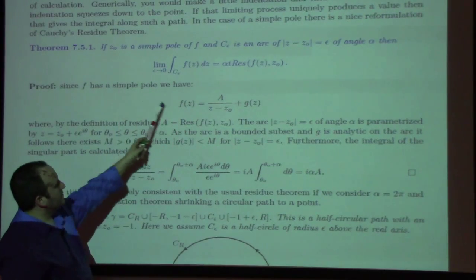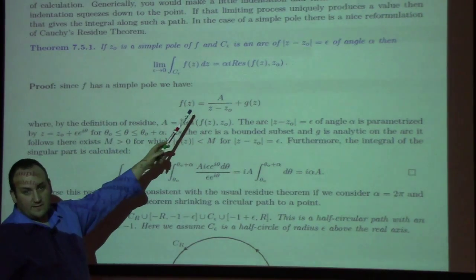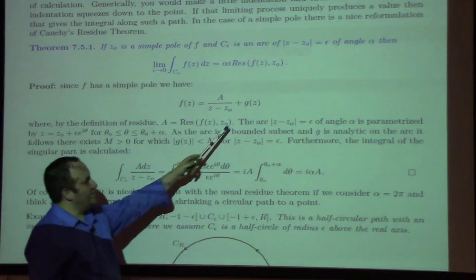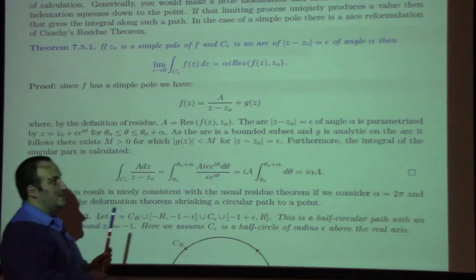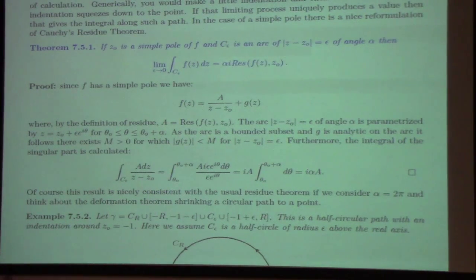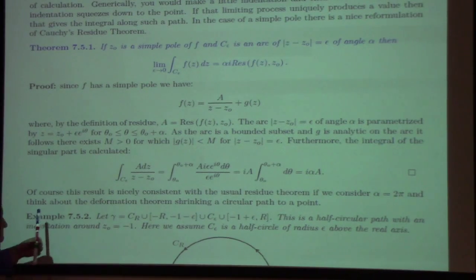If we have a simple pole, you have this Laurent expansion, right? So g of z is analytic. So as epsilon goes to 0, whatever the integral is of the analytic function along the little arc, it's basically proportional to the arc length. As the arc length goes to 0, that piece drops out. Make sense? Because if it's analytic, it's bounded on the little arc. So we can neglect that piece. The only thing that matters is the singular piece.